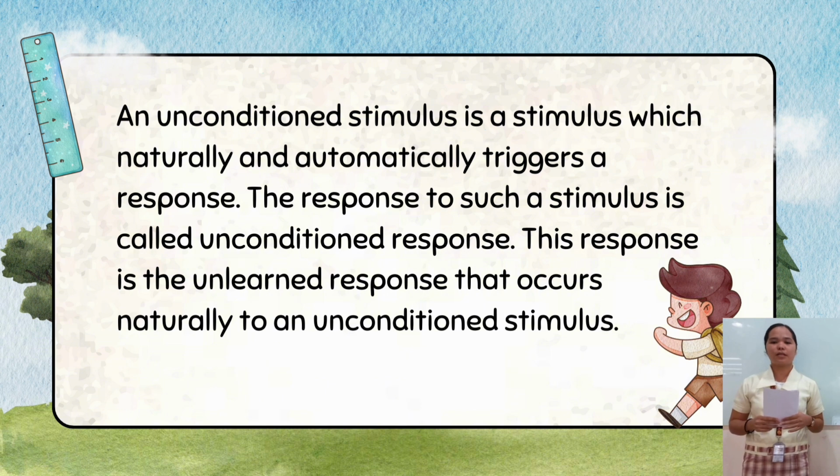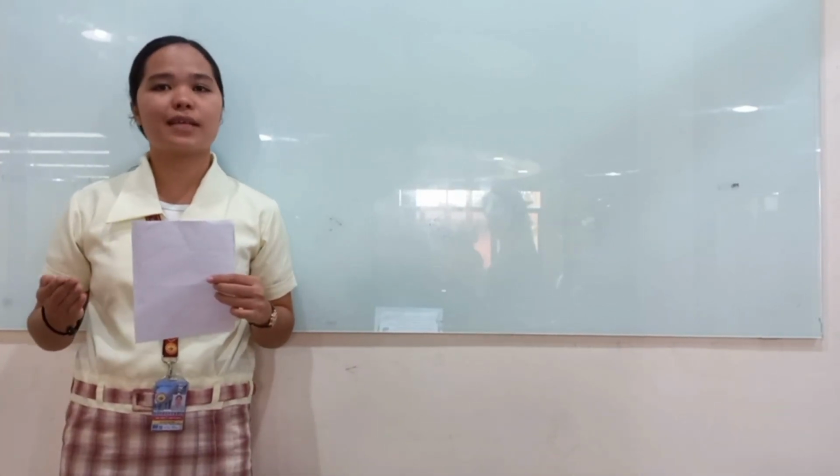An unconditioned stimulus is a stimulus which naturally and automatically triggers a response. So the response to such a stimulus is called the unconditioned response. This response is the unlearned response that occurs naturally to an unconditioned stimulus. In Pavlov's experiment, the sight or taste of food was an unconditioned stimulus for the unconditioned response of salivating. This pairing does not need training in order to be established.